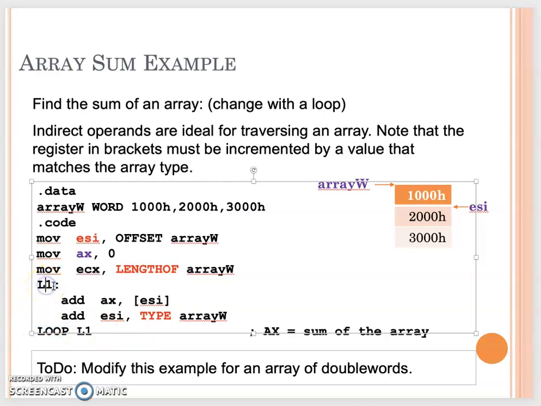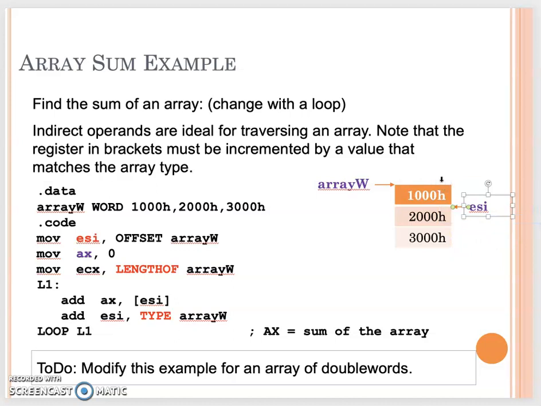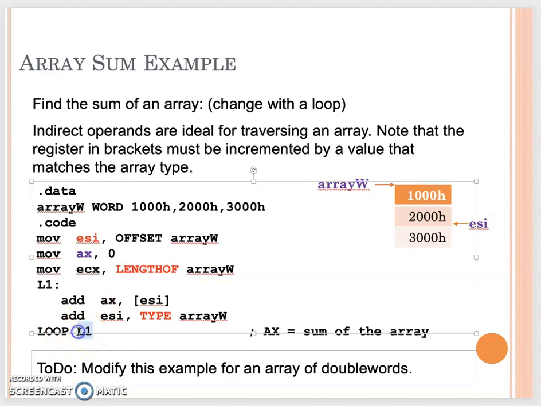After you jump to L1, the ESI already points to the next value, and I add it to AX. So now AX has 3000. Again, I just need to add the type of array W to ESI, so the ESI now moves to the next value. Then we see ECX was 2. Before we jump, ECX needs to decrement by 1, becomes 1. Because 1 is not equal to 0, we jump to L1.